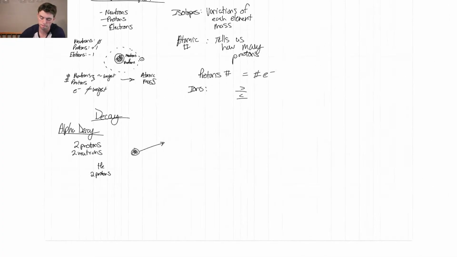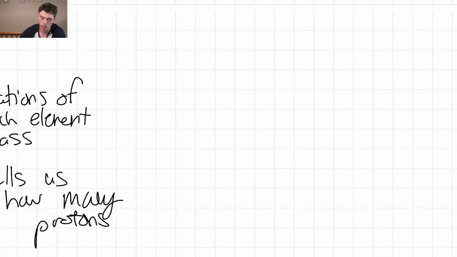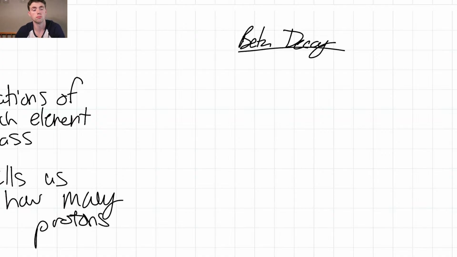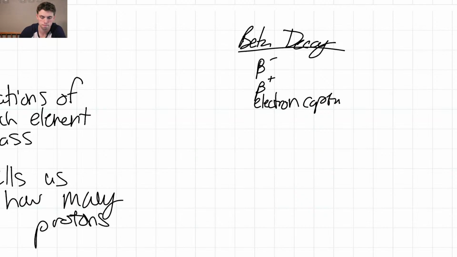Beta decay works a little differently. And again, these are just unstable atoms that are pretty much shedding a lot of the subatomic particles, releasing energy and or accepting energy. So beta decay, there's 3 different types. There's beta minus, beta plus, and electron capture. So, oh geez.